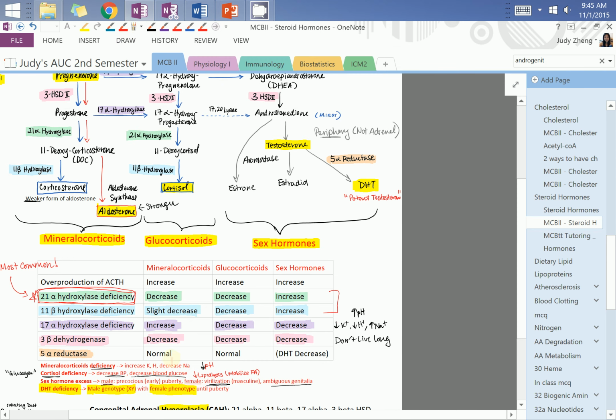And let me just highlight that for 5-alpha reductase defect, you expect your mineralocorticoids to be normal. You will expect your glucocorticoids to be normal because none of these are occurring in the adrenal cortex. And then for the sex hormones, you only see a decrease in DHT.